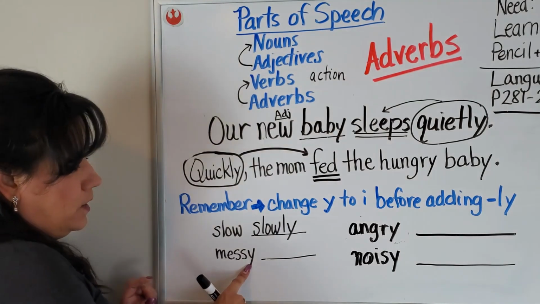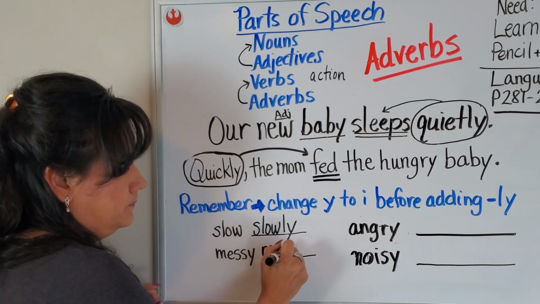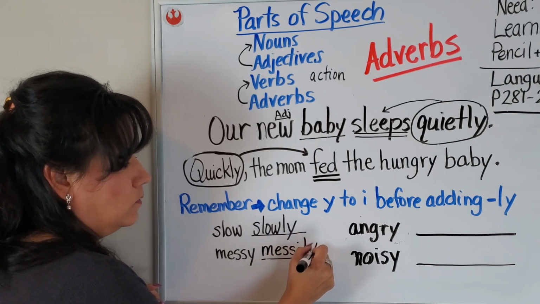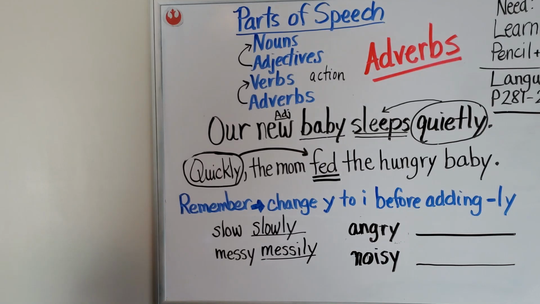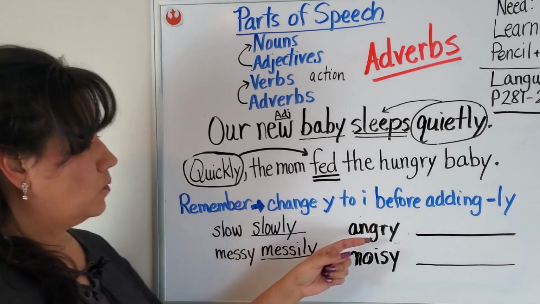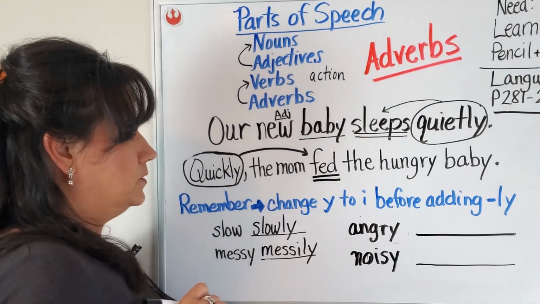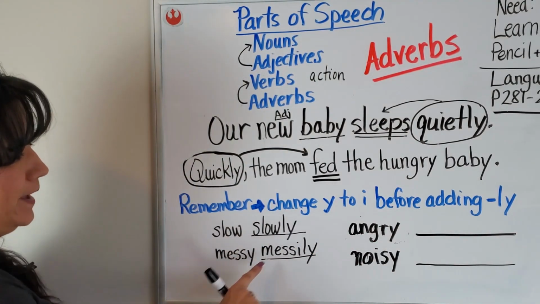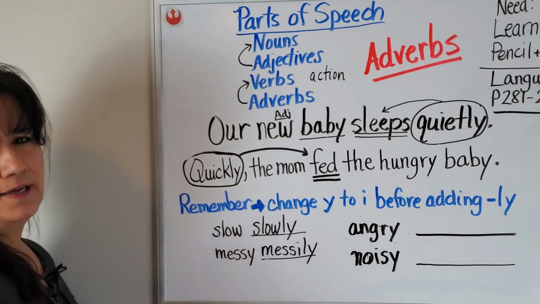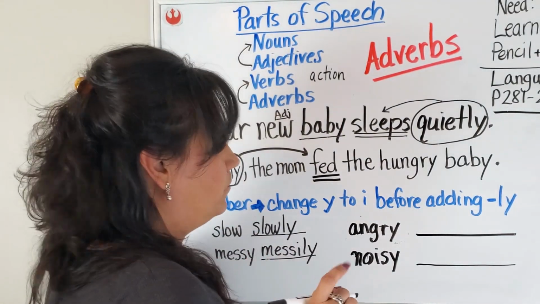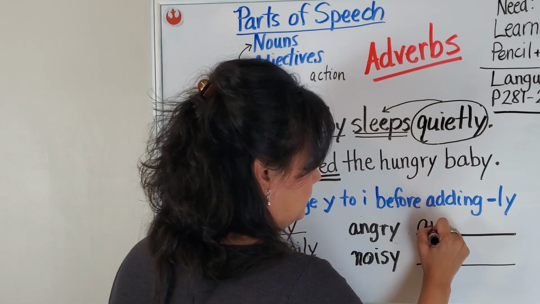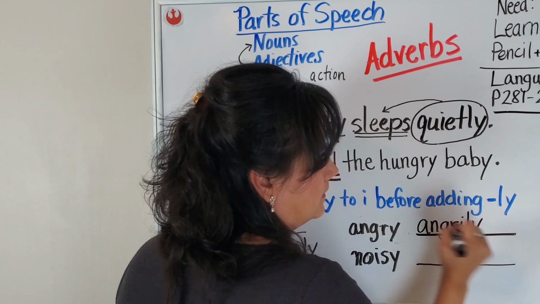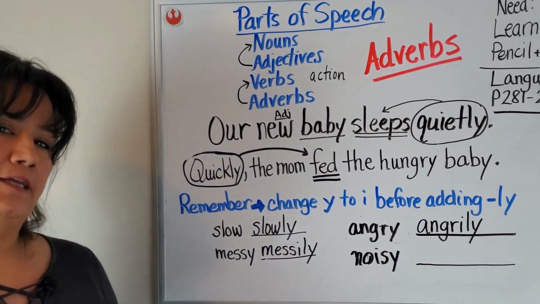So we would write the word, change the y to an i, and add the ly, and it gives us the adverb messily. We also have the word angry. We're going to do that as well. We can do things slowly. We can write slowly. We can write messily. I hope you're not writing in an angry way, because that would mean that you are writing angrily. So we try not to be angry, right?